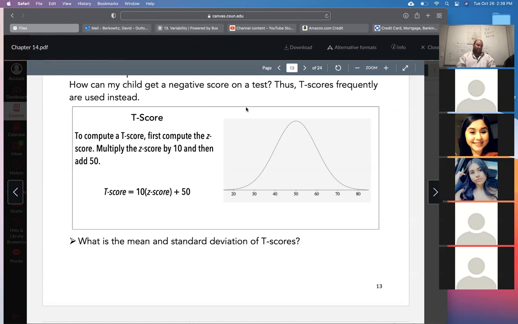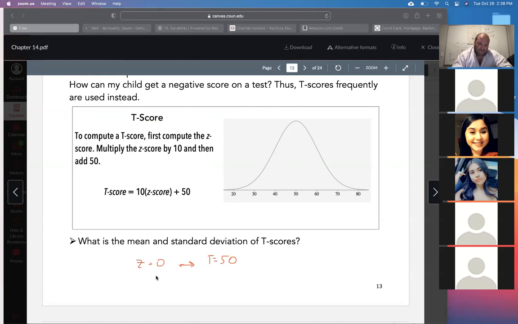What corresponds to the 0 of z? Z equals 0 is the same as t being what? 50. Z equals 0 is the same thing as t being 50, which means the average t-score, the mean of the t-scores, will be a score of 50.